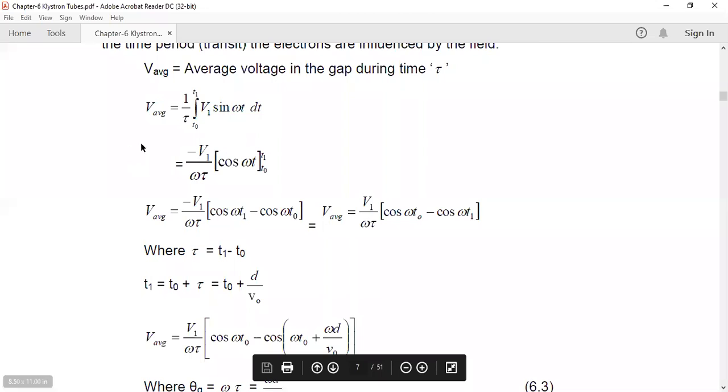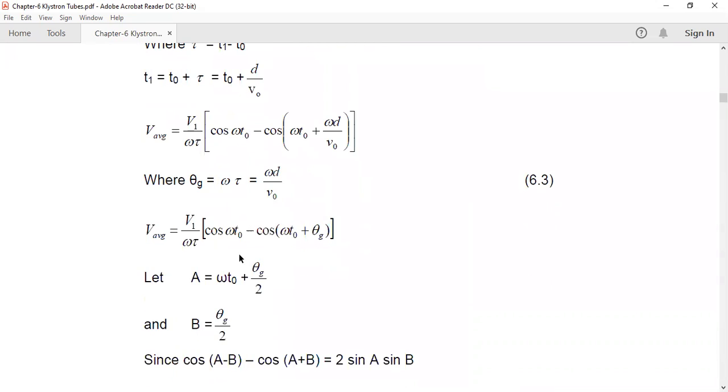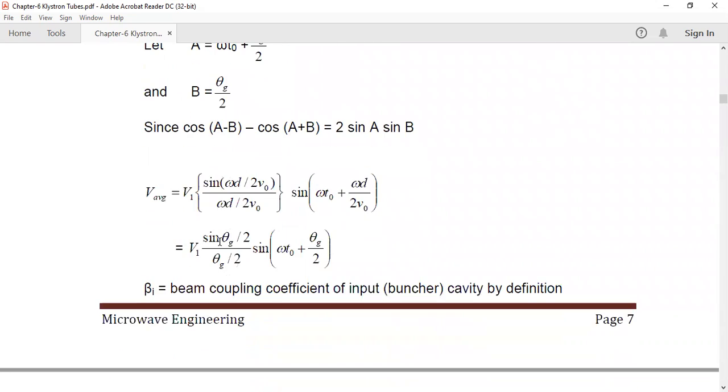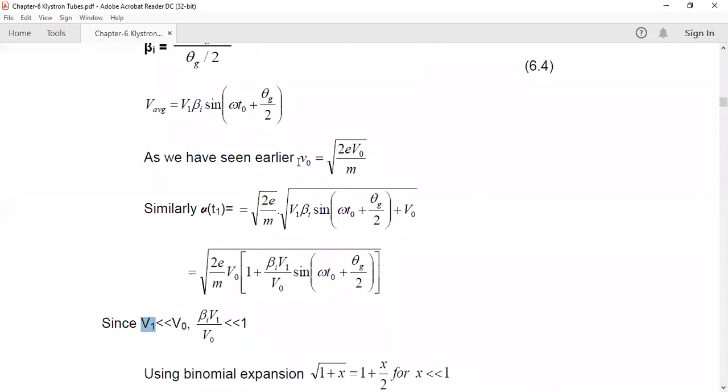Now we need to find out the average voltage at the gap of the buncher cavity. So we are taking the average, that is 1 by tau. So this you can see, and these are the notations. We already know all these things; you go through this. It is general simplification only. So the velocity of electron, we know, is root of 2 V naught by m.